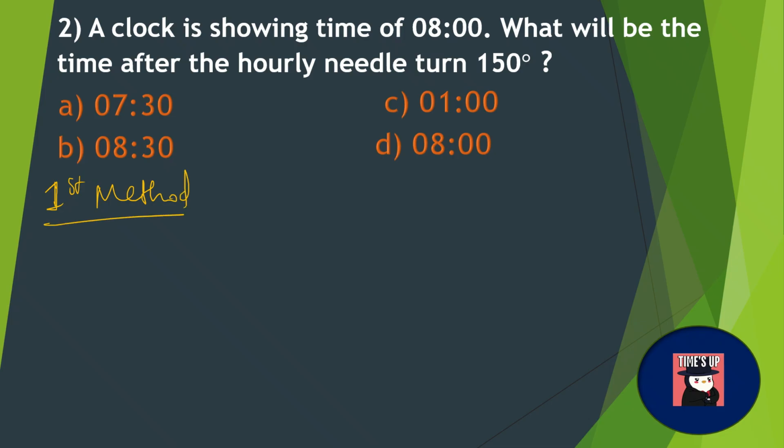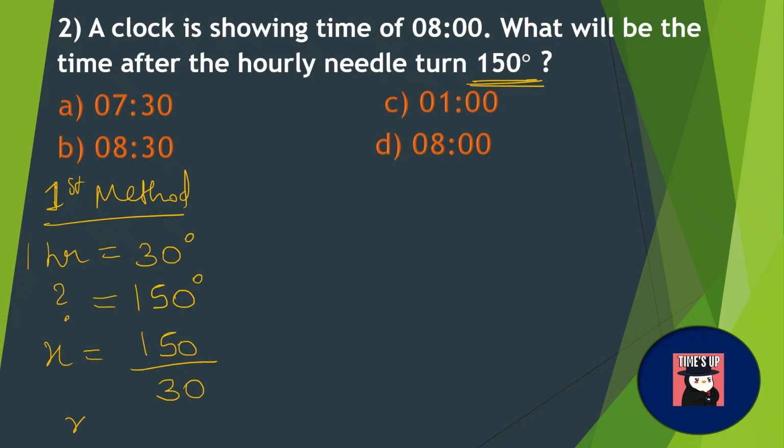Instead of way, I'll put method, okay? So, first method: 1 hour is equal to how much? 30 degree, correct? So, how many hours will give you 150 degree? Because here, what is given? Angle is given, correct? So, from this, you can find out the x. That is 150 divided by 30 you will do. So, x will be equal to how much? 5. So, that means 5 hour.